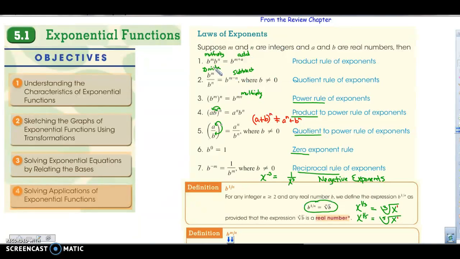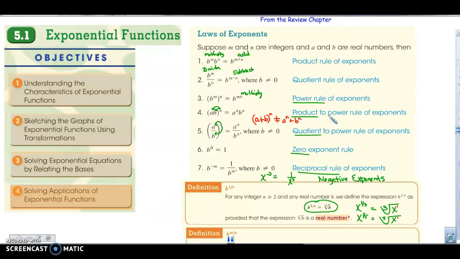Remember the product rule. When bases are the same and you're multiplying, you add the exponents. The quotient rule says when you have the same base and you're dividing them, you subtract the exponents. The power rule says when you're raising an exponent to another power, you multiply the exponents.